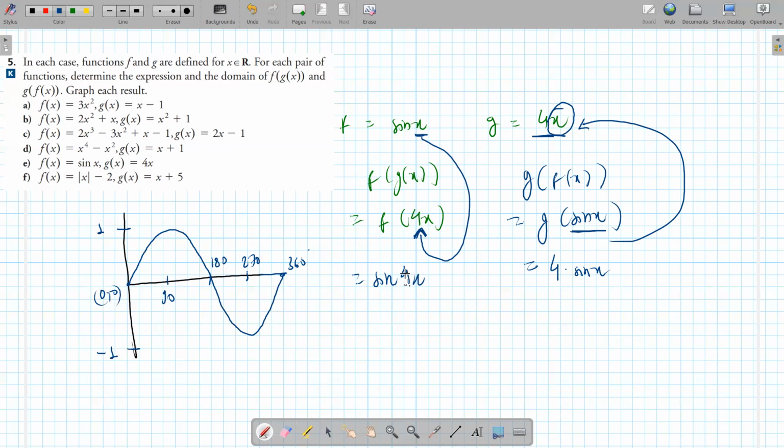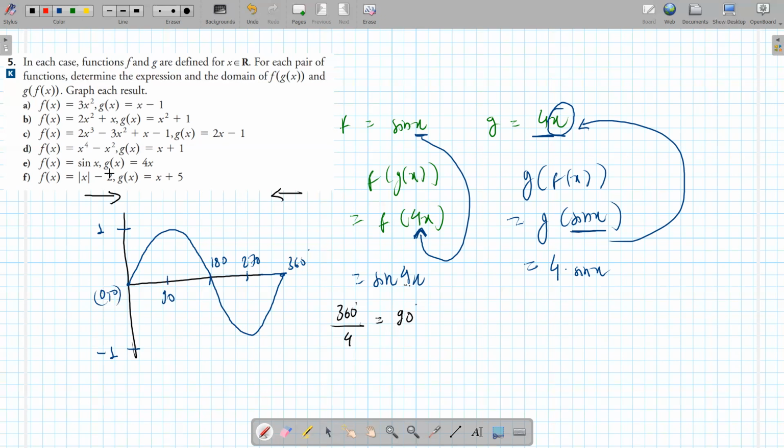Now the 4, what this does is it's a horizontal compression. It shrinks it because it's inside the function. It's going to shrink it this way. So if your period was 360 before, this 4 will shrink it by 4 folds. So the new period is going to be the original period divided by the k value. So the new period is going to be 90 degrees.